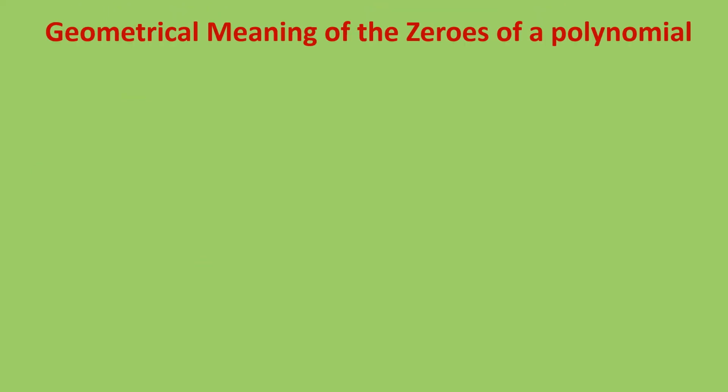Now let's discuss the geometrical meaning of the zeros of a polynomial. So what is the geometrical meaning of the zeros of a polynomial? We know how to find the zero of a polynomial. Now here we have to discuss the geometrical meaning. Geometrical meaning means first we have to draw the graph of the polynomial, and after drawing the graph we will find the zeros of the polynomial.